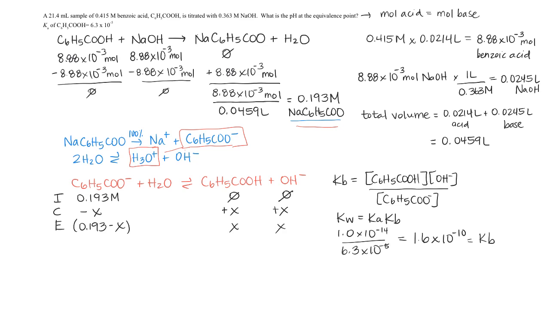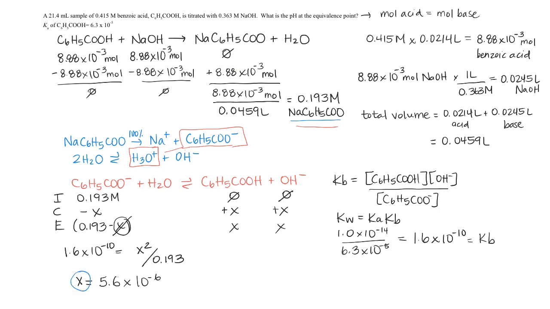Let's solve for x using the Kb equation. 1.6 times 10 to the minus 10 equals x squared divided by 0.193. Note that I've already assumed that x is small and disregarded it in the denominator. If I solve for x, we get 5.6 times 10 to the minus 6.